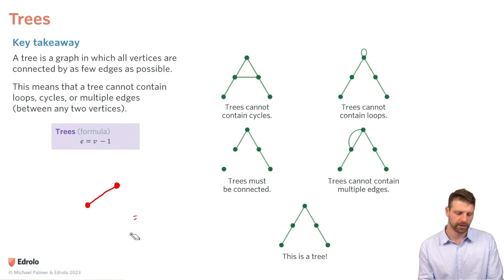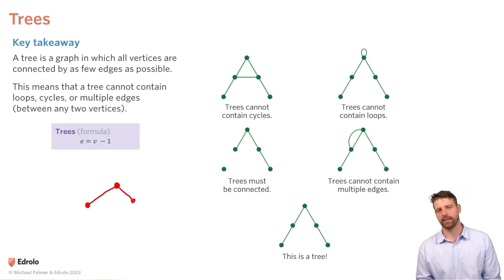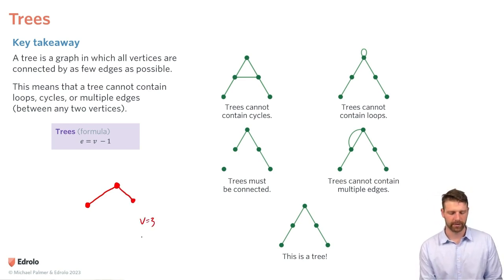So just to really solidify that, watch how if I add one more vertex, I must add one more edge. And you can see in this case we've got 3 vertices and 2 edges. And so again, they're separated by 1. Hopefully that makes sense. Let's move on.